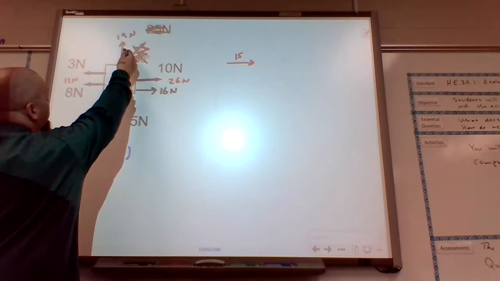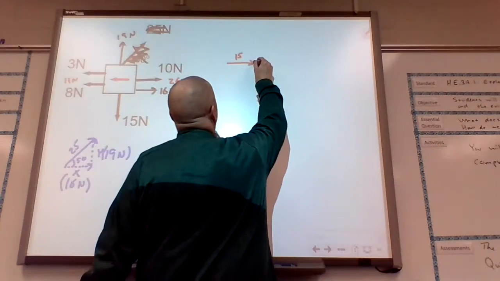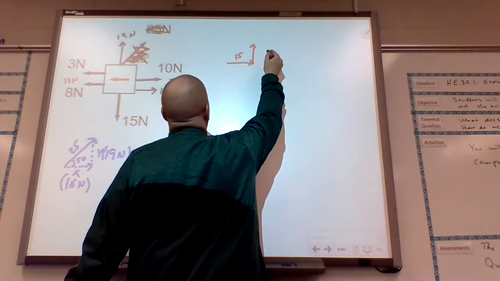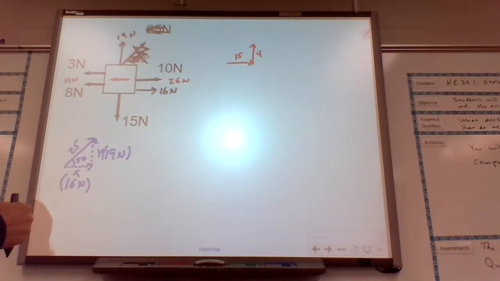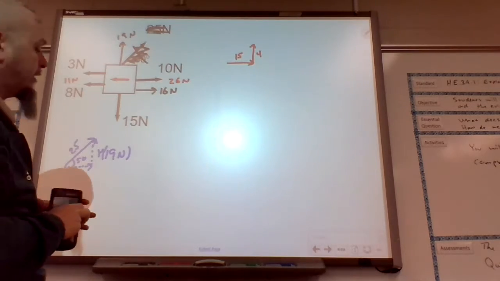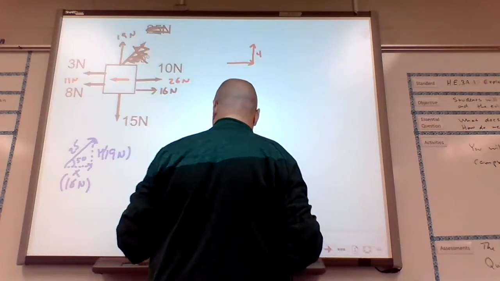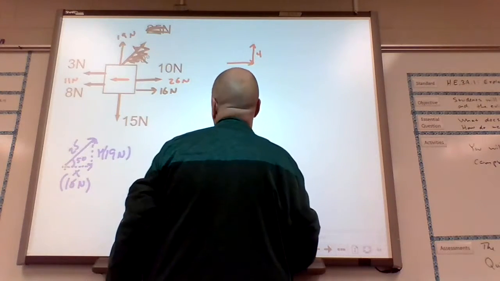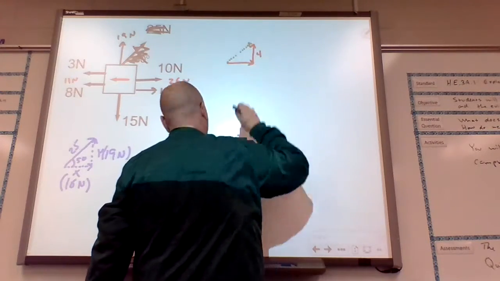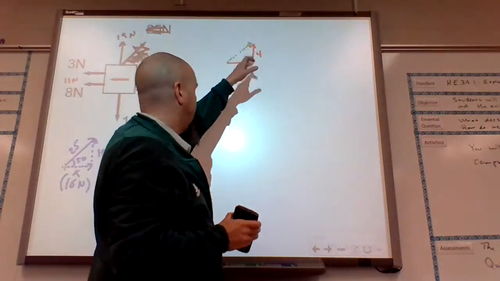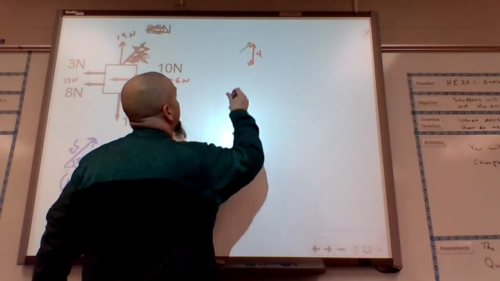My upward is 19, my downward is 15. So I have an upward force, net force, upward of 4. And now I got to use Pythagorean theorem to find what my resultant is. Got to find that.